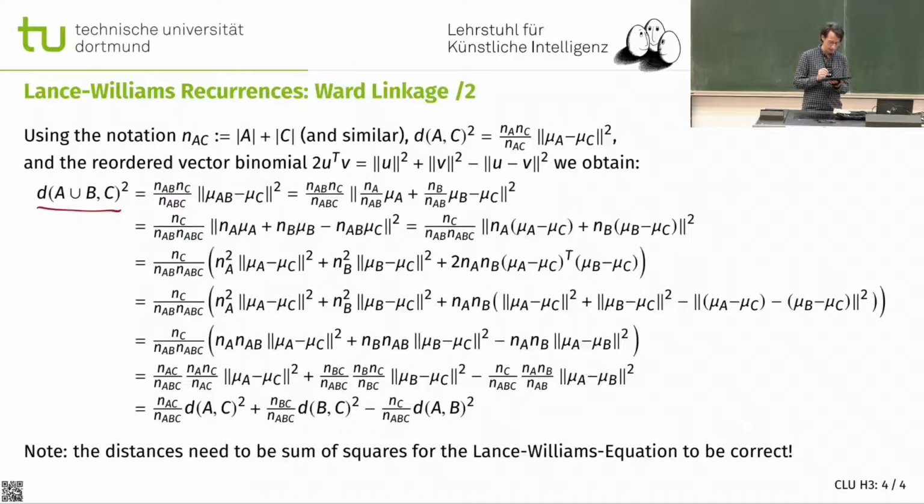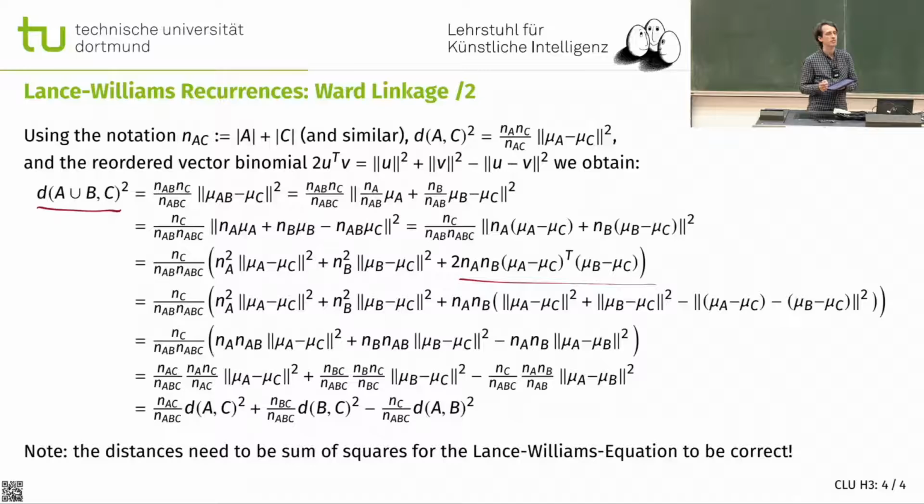Now I have to further rearrange this. Let's just see. Now I'm using another version of the binomial. So I'm expanding this square in here, but I have the additive version. So I have (a plus b) squared equals a squared plus b squared plus 2ab. This is a, this is b, this is a squared, this is b squared, this is 2ab. It's the vector version, so I have to put the transpose in there to be formally correct. So far, so good.